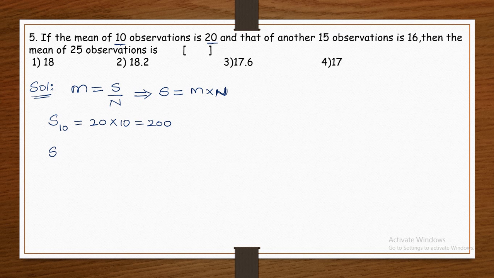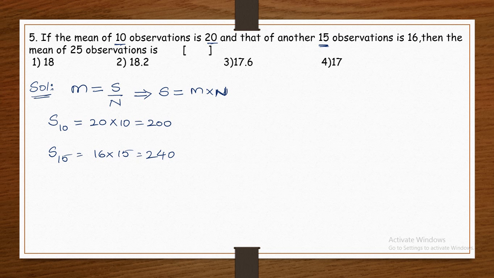Next, in the same way, finding the sum of 15 observations. This is given by mean 16 into number of observations 15. So how to find the value of 16 into 15? 16 tens are 160, 16 fives are 80. So 160 plus 80 is 240.